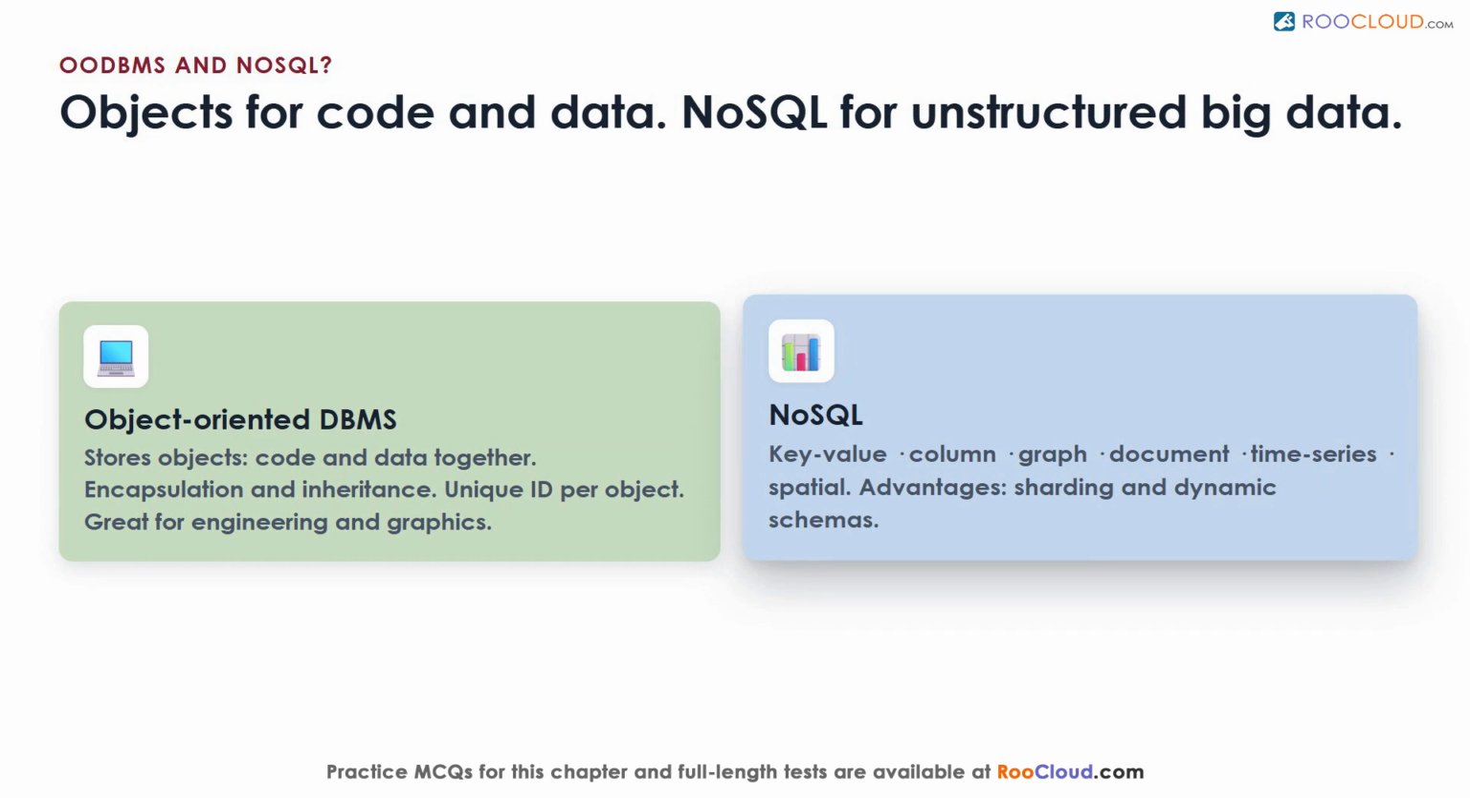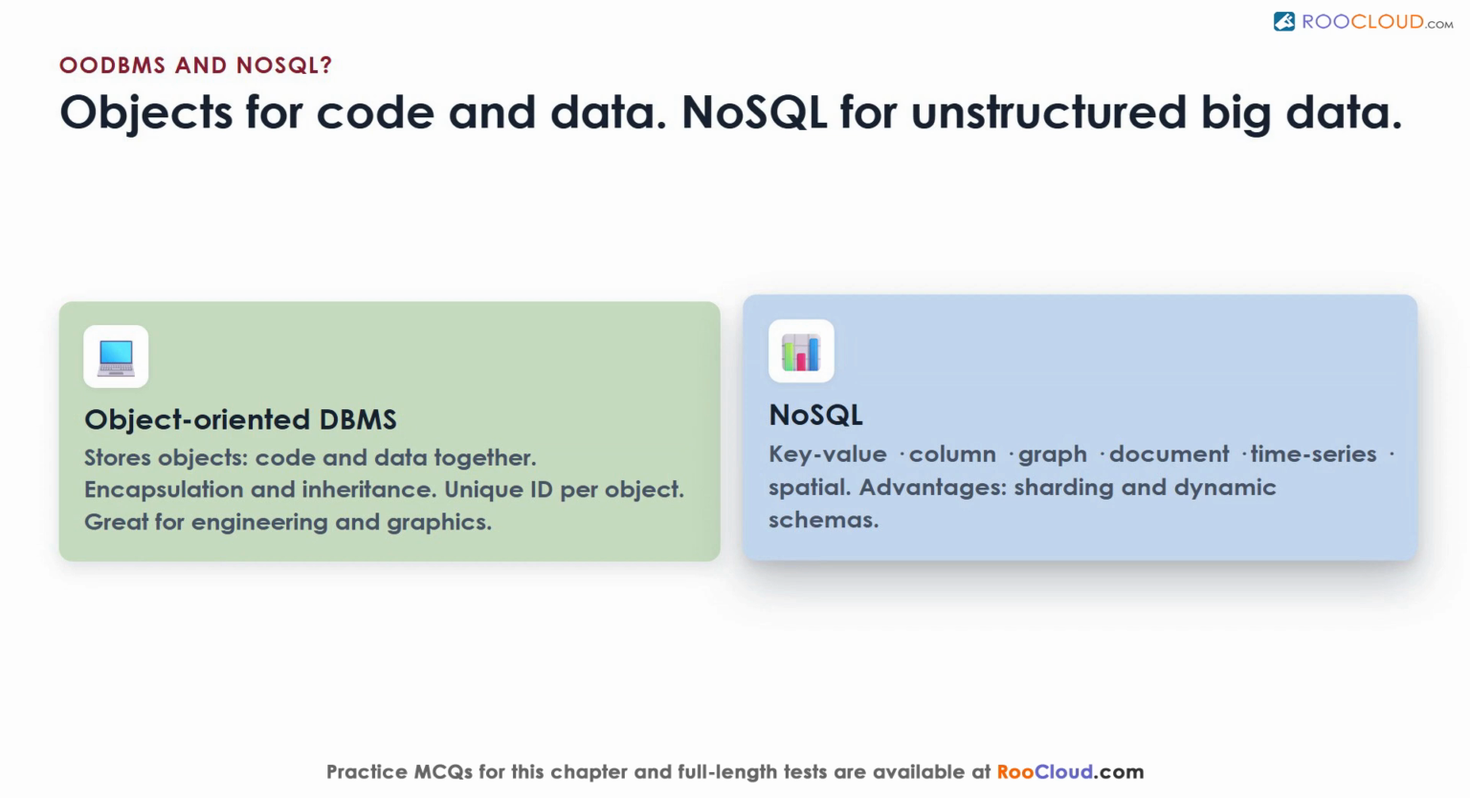Key value stores pair a name with a value. Column-oriented stores group all values of a column together. Graph databases model relationships between objects. Document stores hold structured documents. Time series stores stamp every data point with a time. And spatial stores handle maps and coordinates.